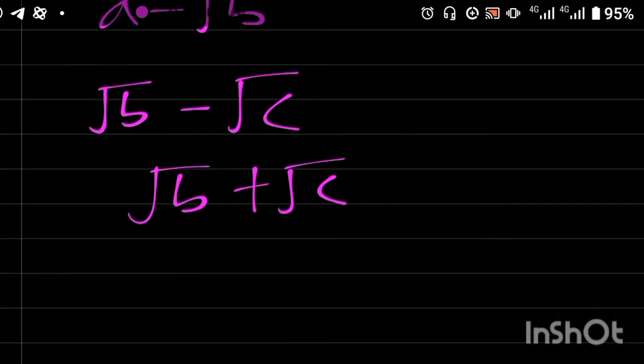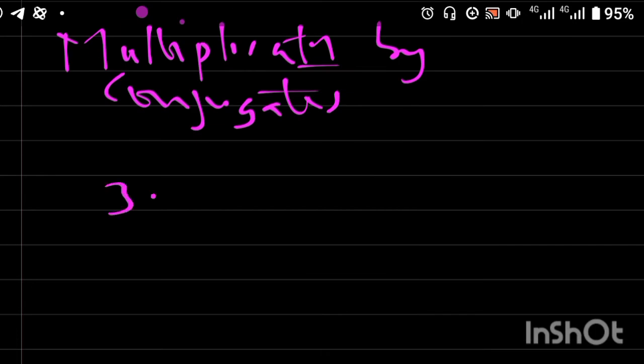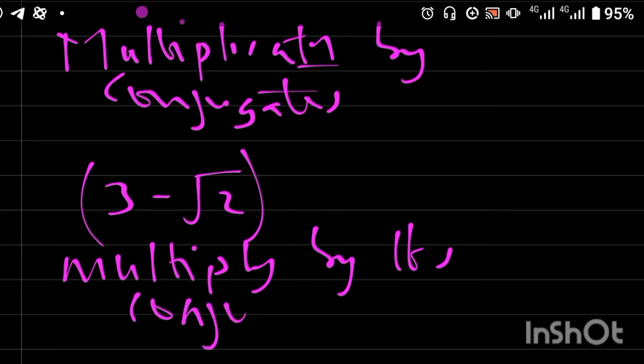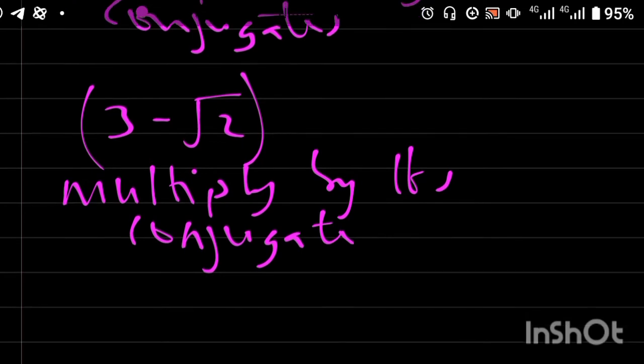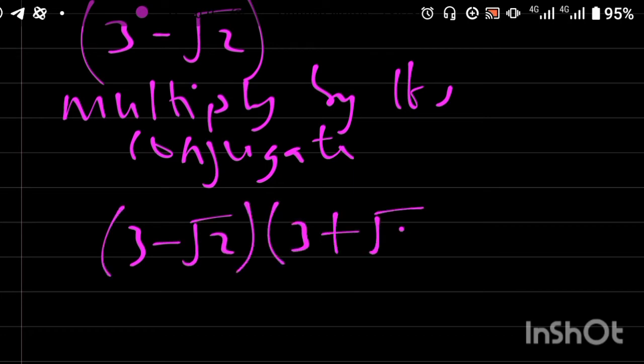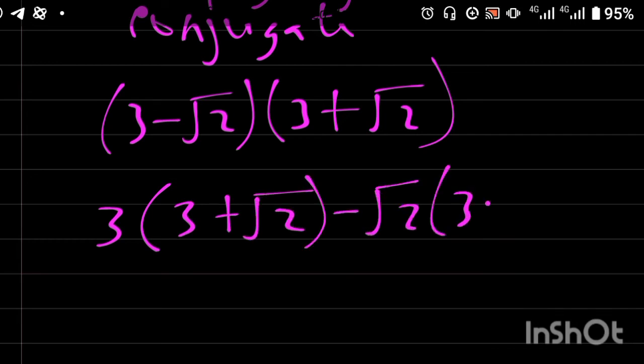Okay, let's take for instance multiplication of a surd by its conjugate. 3 minus root 2 multiplied by its conjugate. To multiply this by its conjugate, I'm going to have 3 minus root 2, then its conjugate is 3 plus root 2. Now let's multiply this. This is the same thing as 3 into bracket 3 plus root 2, then minus root 2 into bracket 3 plus root 2.